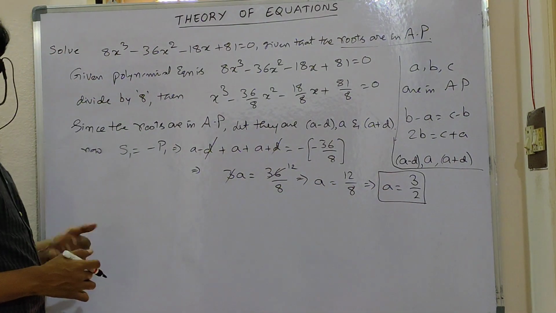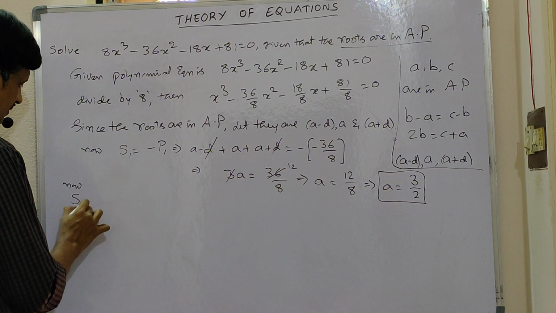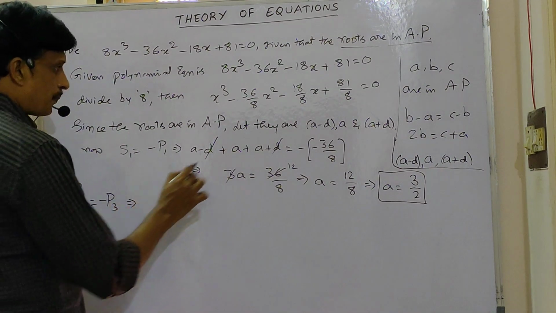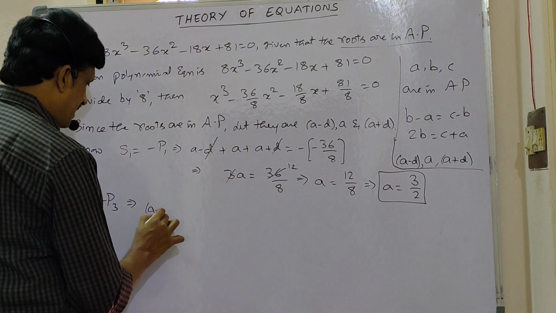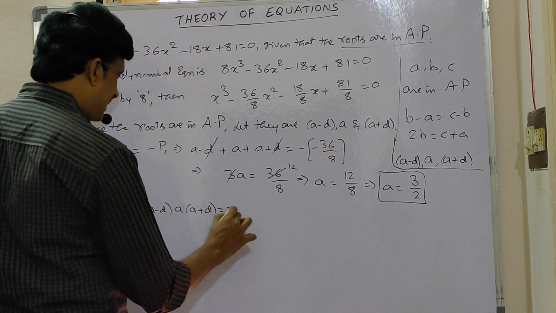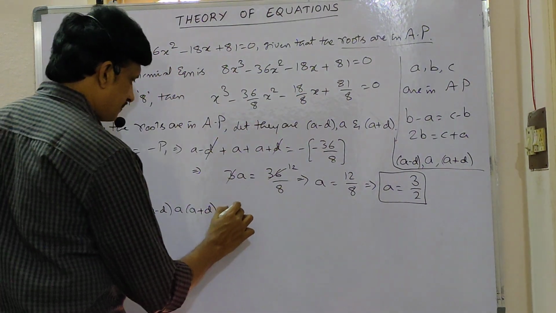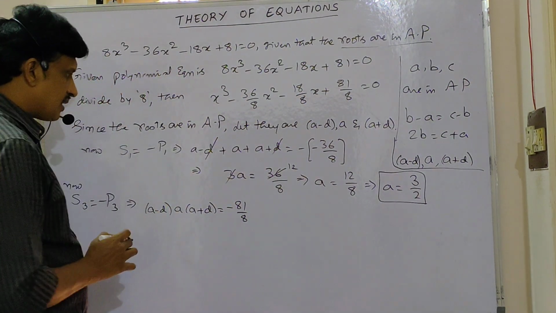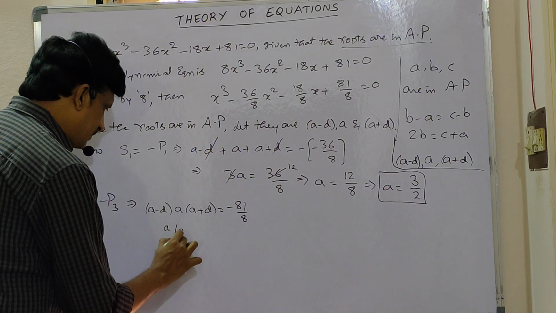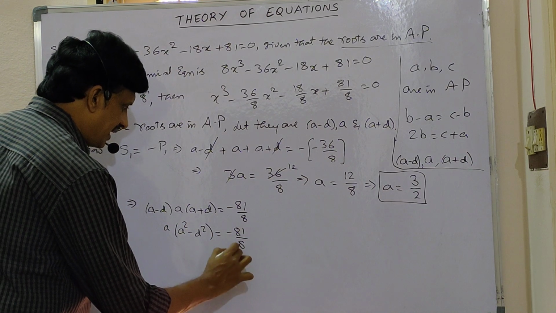Now, you can write either S2 or S3. Any one you can write. Now, take S3. S3 is equal to minus P3. S3 means product of all the 3 roots. That is A minus D into A plus D. Product of the 3 roots is equal to minus P3, that is minus 81 by 8. And now here, A into A minus D into A plus D gives A square minus D square is equal to minus 81 by 8.